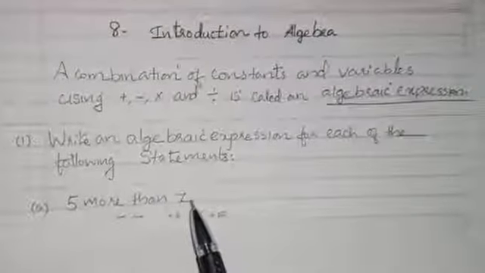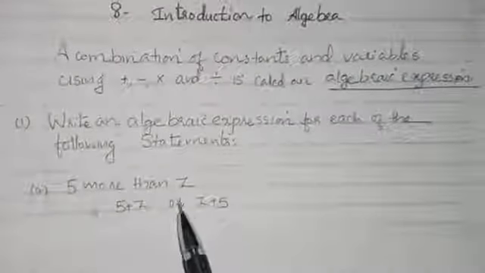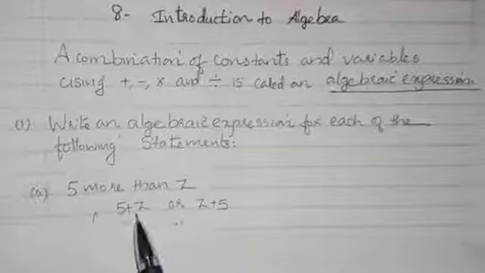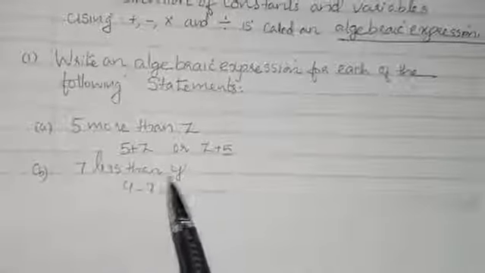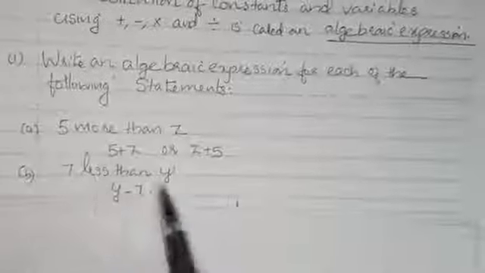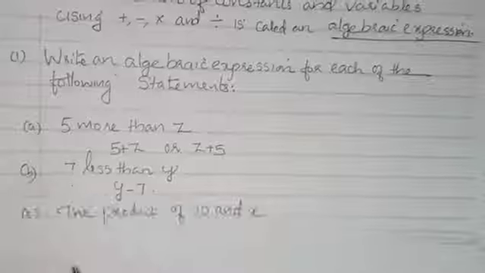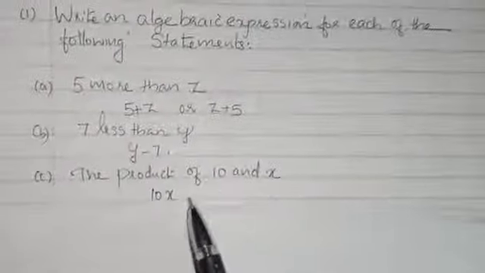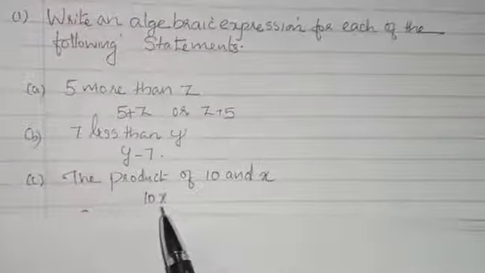5 more than z. More than means we use plus symbol. So 5 plus z or z plus 5 because addition is commutative. Option B, 7 less than y. So y minus 7. Less than means the second number comes first. Y minus 7. C, the product of 10 and x. Product means we use the multiplication symbol. So 10 into x, 10x.